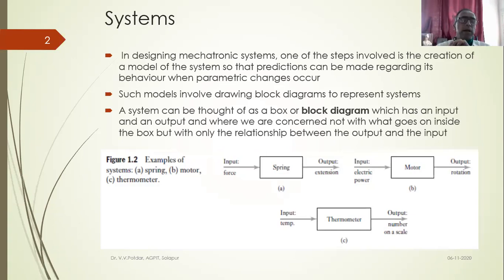Now this we are doing beforehand, at the development phase, before building our first prototype. Such models involve drawing block diagrams to represent systems. Now this we'll be studying in detail. There are a number of representation methods. One of the methods is writing a mathematical equation of operation, which describes the dynamics of that system.